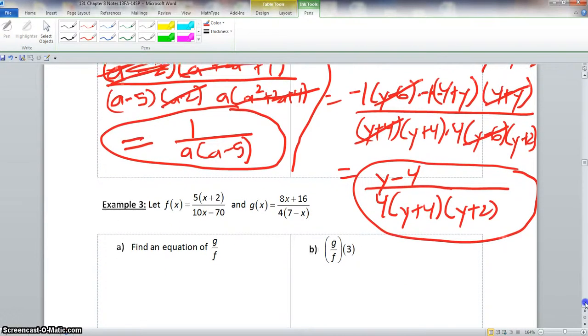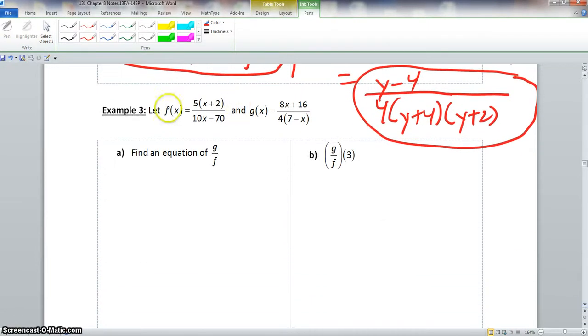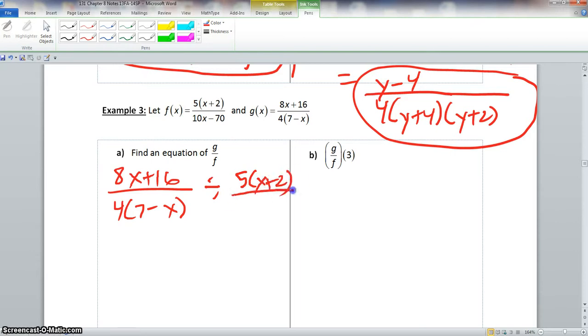Now we scroll down here to a and b. It says example 3. Let f of x equal 5 times (x plus 2) over (10x minus 70), and g of x equal (8x plus 16) over 4 times (7 minus x). It says find an equation of g divided by f. So we will have our g value, which is (8x plus 16) all over 4 times the parentheses (7 minus x), divided by f, which would be 5 times (x plus 2) all over (10x minus 70).